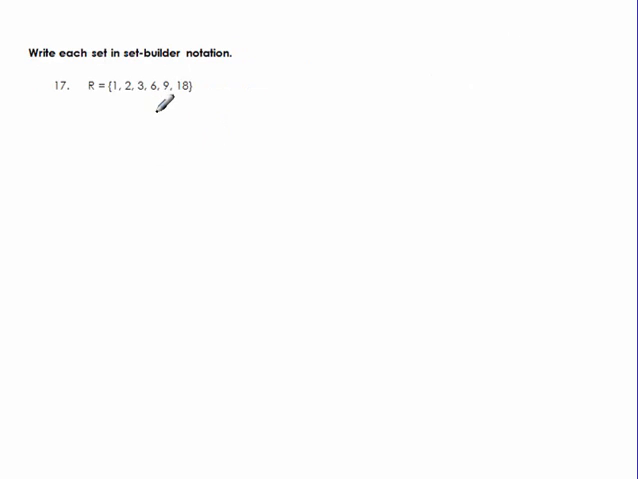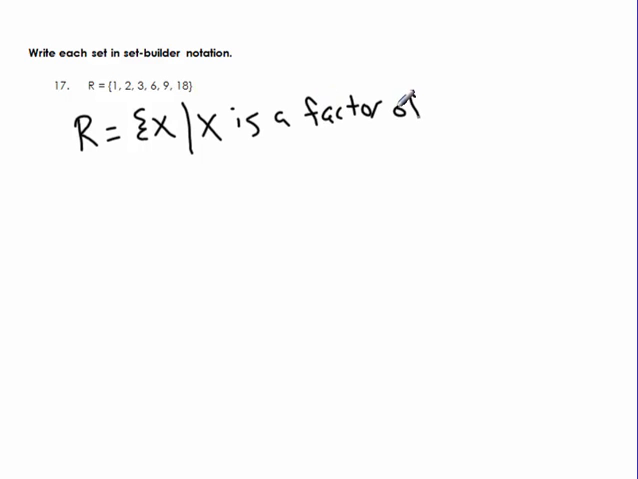All right, for problem number 17, we're going to write this in set builder notation. This is 1, 2, 3, 6, 9, and 18. How do I know these numbers? How do they interact with each other? Well, these are all the factors of 18. So I'm going to say R is the set, right? R equals the set of x values such that x is a factor of 18. And I close my set.